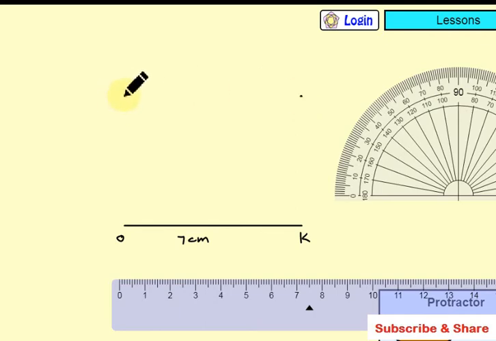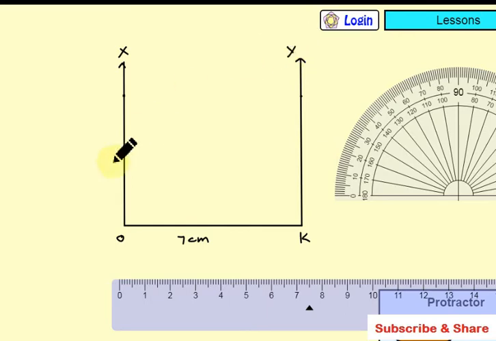Here this will be the 90 degree point from O. Here this point will be 90 degree from K. So by using scale and pencil, connect these points like this. So like that, connect these points. So this will be 90 degrees. So this is the ray. You just take this ray as X and this ray as Y.